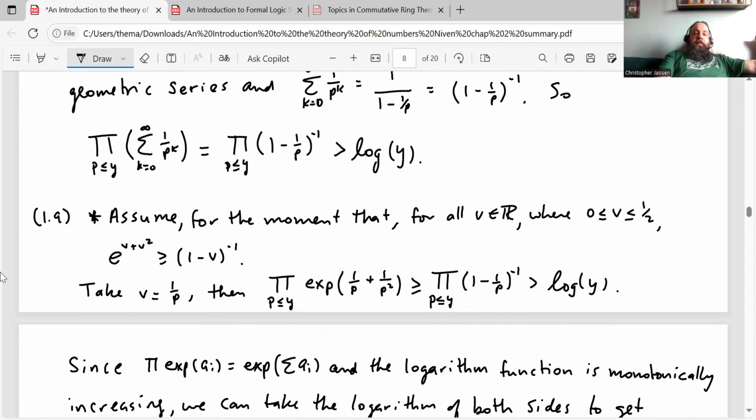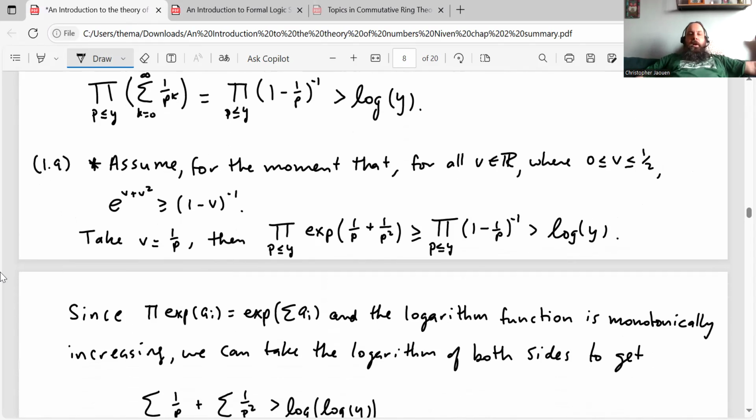And then we have to use a lemma here, which he refers to as 1.9. Assume for the moment, we'll prove this in a second, that for all real numbers v between 0 and 1/2, e to the v plus v squared is greater than (1 minus v) to the minus 1. Then take v equal to 1 over p.